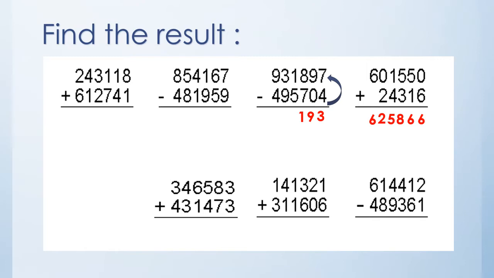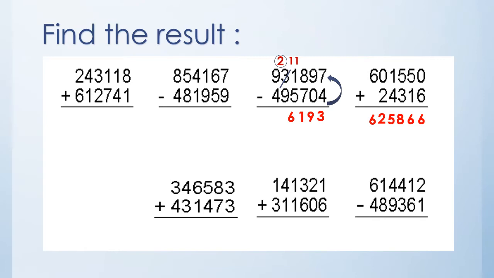1 minus 5. Can I count from 5 to reach number 1? No, can't be. So borrow 1 from 3. Excellent. 3 will be 2 and 1 will be 11. Then now I can count from 5 to reach number 11. After 5, 6, 7, 8, 9, 10, 11. 6 fingers. Then write 6.